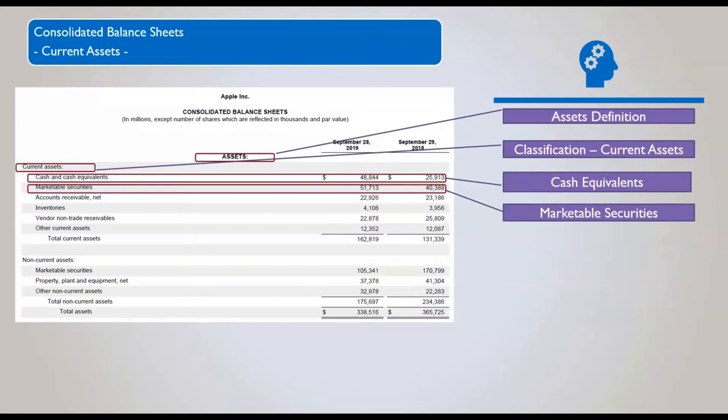The next key line item is the marketable securities. Now, marketable securities are assets that can be quickly liquidated and converted to cash. Examples include common stock of companies, which can be purchased from the stock exchange, treasury bills, also known as T-bills, public bonds, and money market instruments. In Apple's case, we can see that they have $51.7 billion of marketable securities, which are classified under current assets.